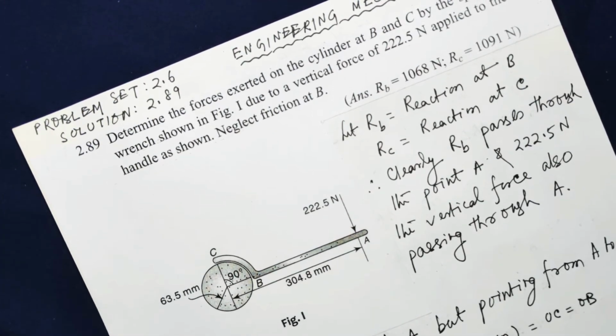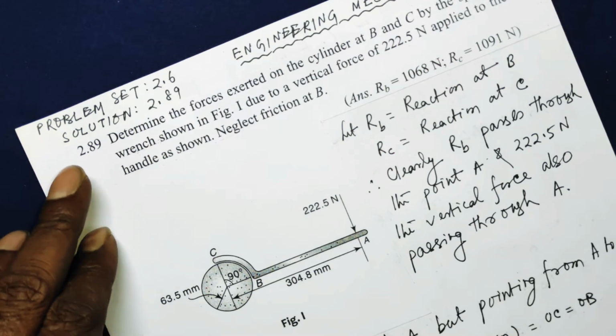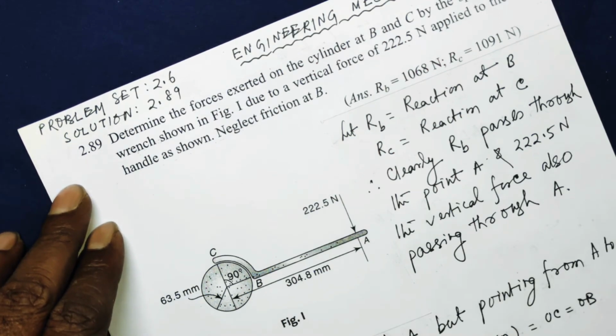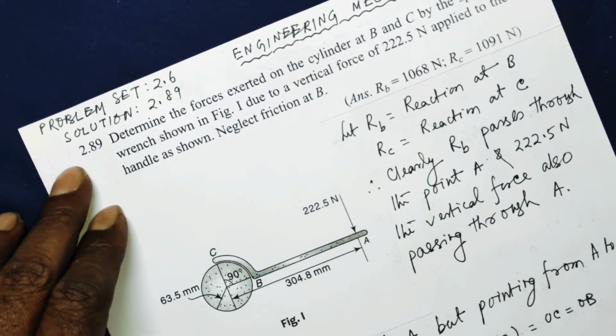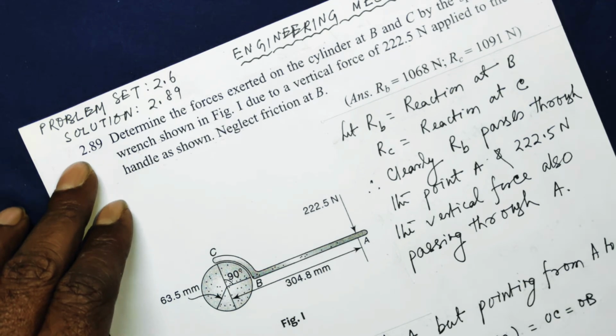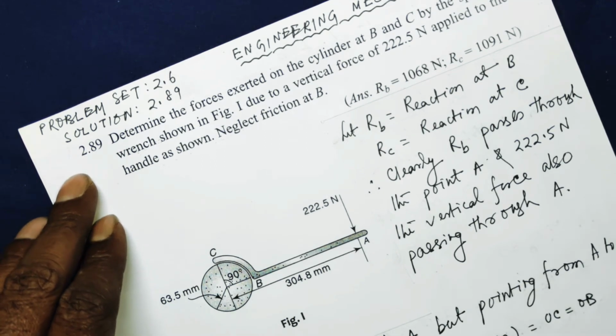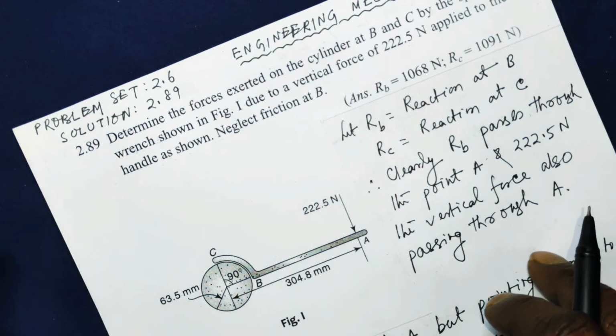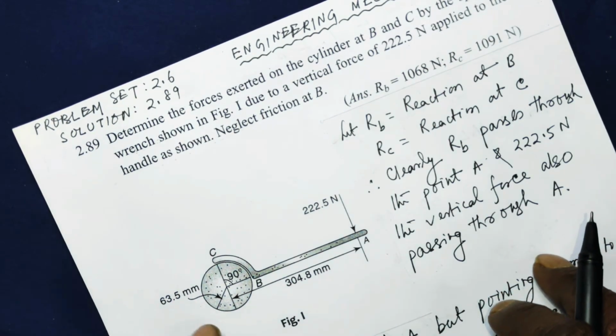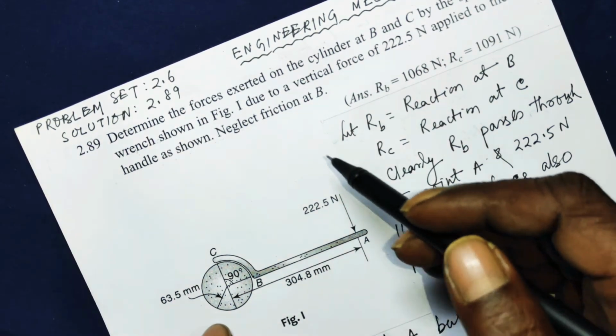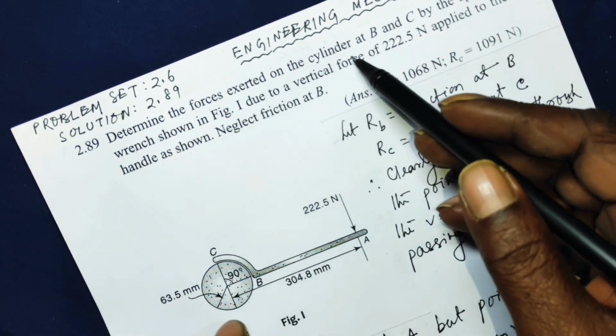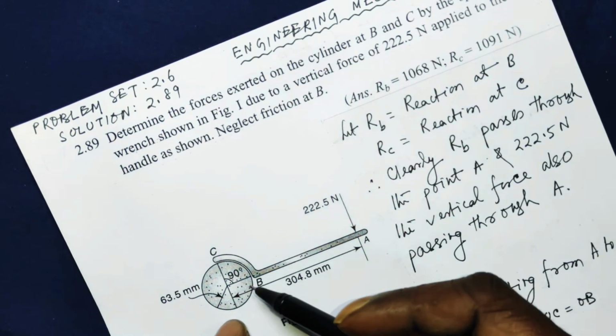Dear subscribers, let us begin again and solve another numerical problem from engineering mechanics, problem set 2.6, solution to 2.89. Let me read out the problem first and look at the diagram also. Determine the forces exerted on the cylinder at B and C.